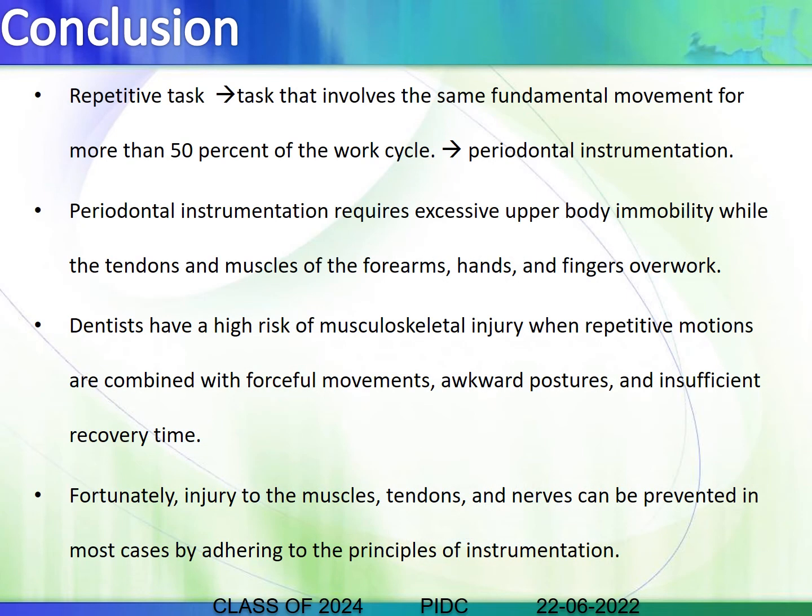So, in conclusion, periodontal instrumentation is a repetitive task, that is, a task that involves the same fundamental movement for more than 50% of the work cycle. Periodontal instrumentation requires excessive upper body immobility, while the tendons and muscles of the forearm, hands, and fingers are overworked. Dentists have a high risk of musculoskeletal injury when repetitive motions are combined with powerful movements, awkward postures, and insufficient recovery time. Fortunately, injury to the muscles, tendons, and nerves can be prevented in most cases by adhering to the principles of instrumentation.